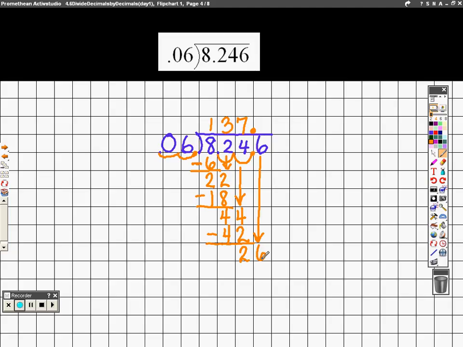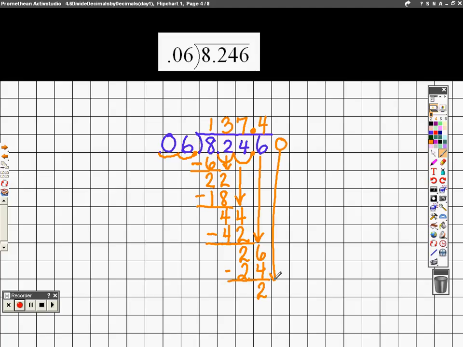And 6 goes into 26 4 times. 4 times 6 is 24. I subtract, and I end up with a 2 here. But I'm not finished. I can't have a remainder, so I need to add a 0. And we talked about this during class. I just add another 0 to the end of this number. It doesn't change the value of the number, but it makes it so I can continue to divide.